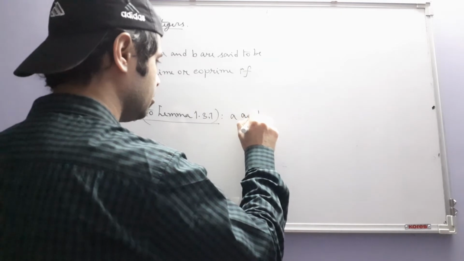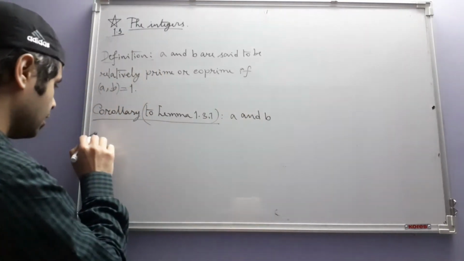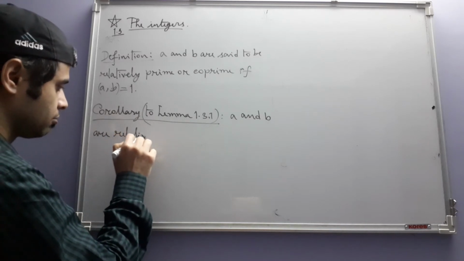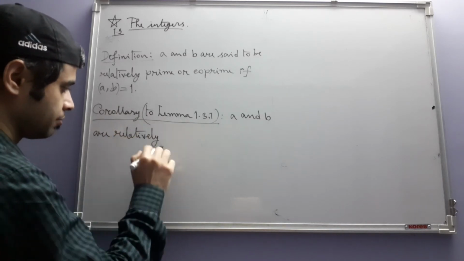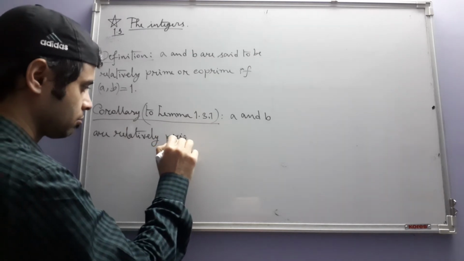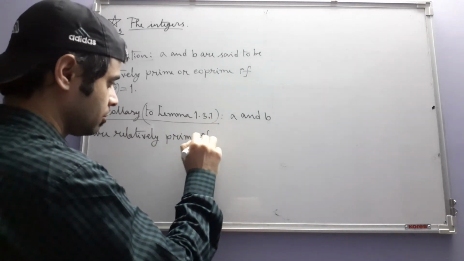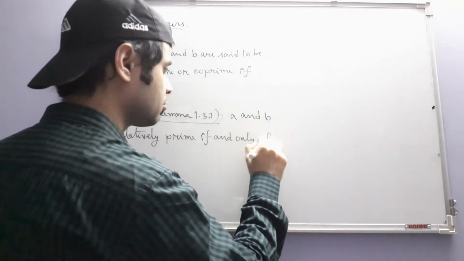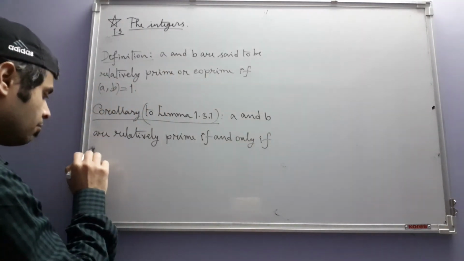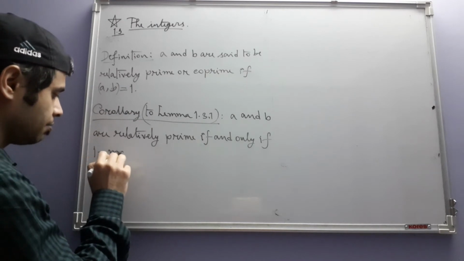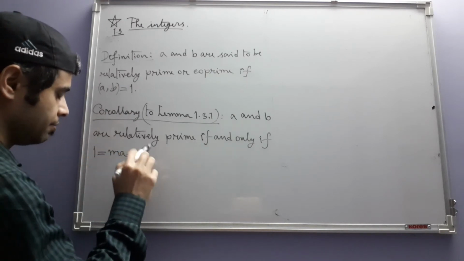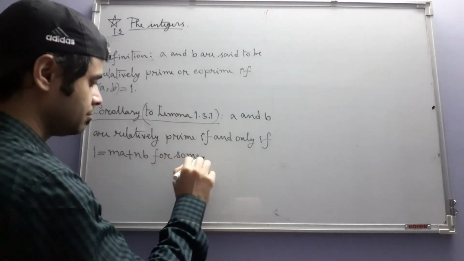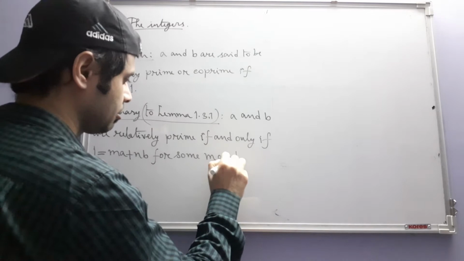A and B are relatively prime if and only if 1 is equal to MA plus NB for some integers M and N.